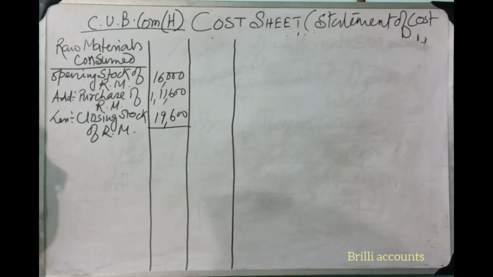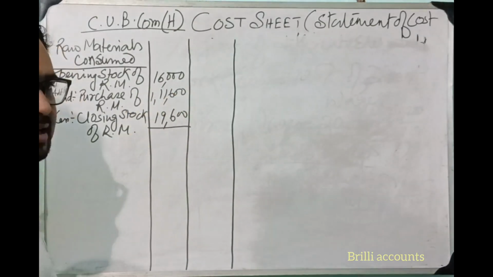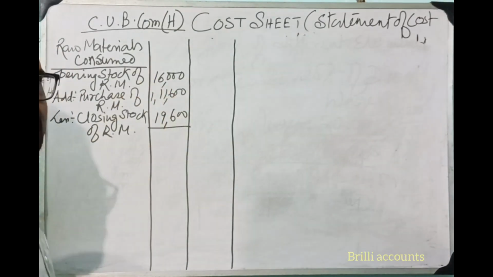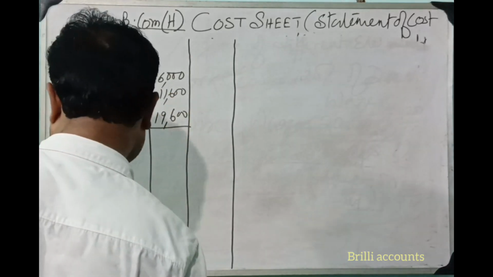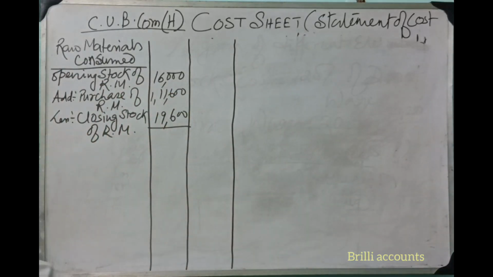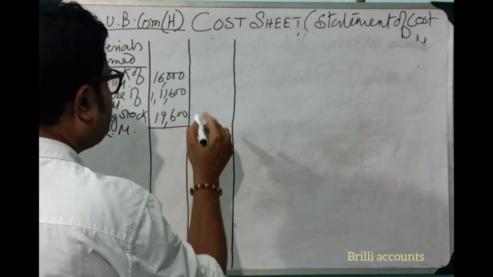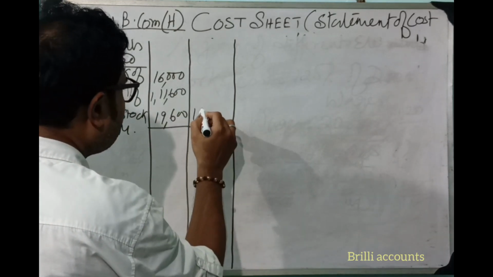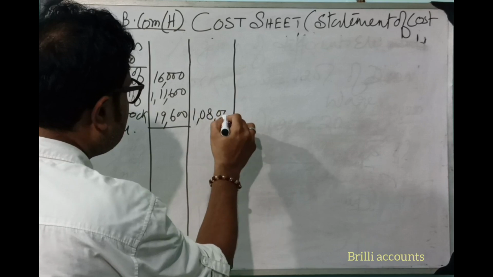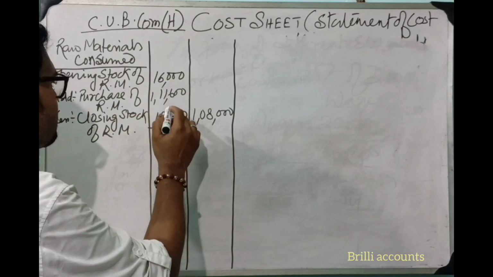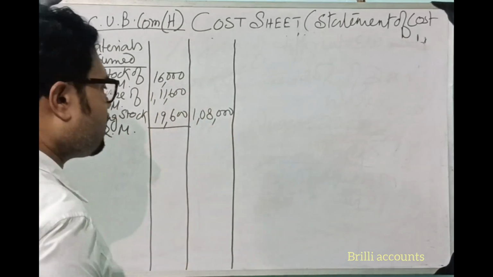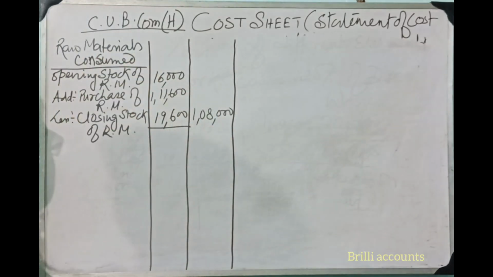Just look at the board. Without a calculator I am trying to do 16,000 and 19,600. This 19,600 is minus 3,600. So 1,11,600 minus 3,600, how much is the value coming? It is coming 1,08,000. This is our raw material consumed. You can check it in your calculator as well.